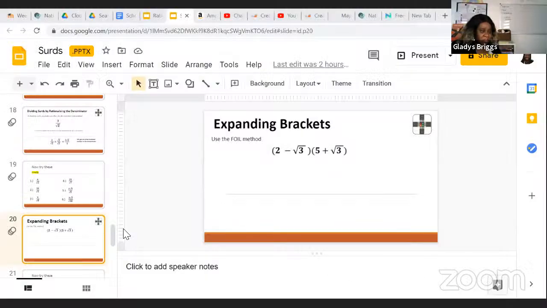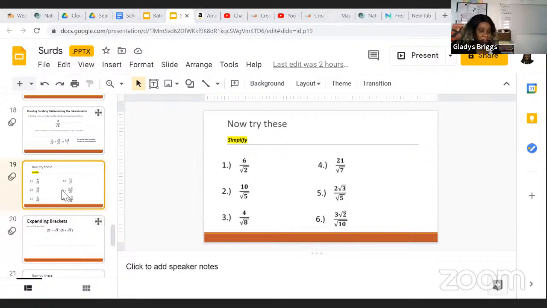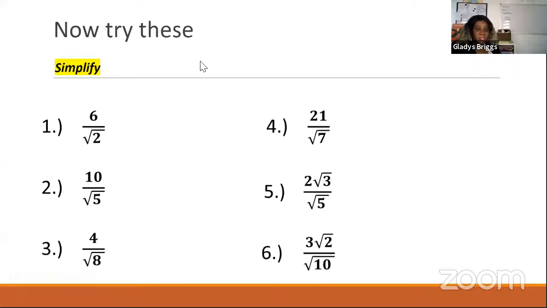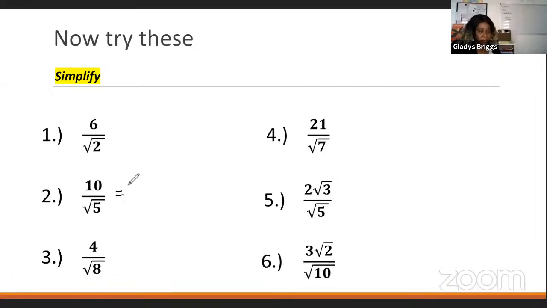So I'm going to go back to my presentation. Oh, it's not this one. Was it this one? Yeah, we were trying to rationalize this one. Okay, so what did we get for this one? This was equal to 6 root 2 over 2. And this would be equal to what? 10 root 5 over 5. Did we get that?